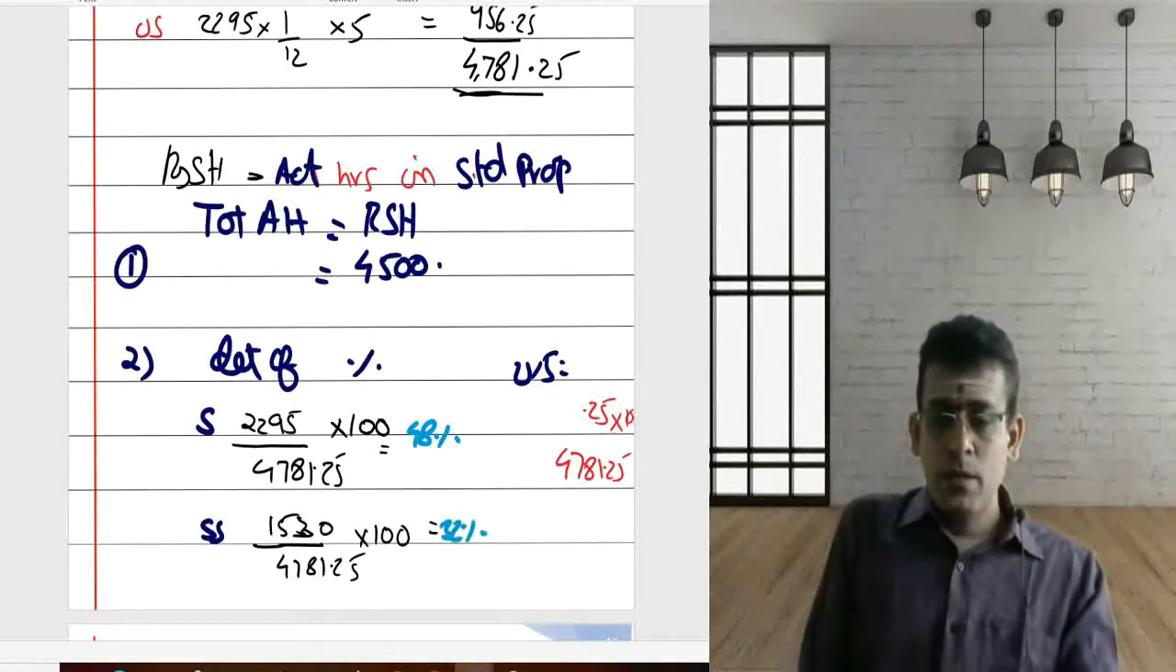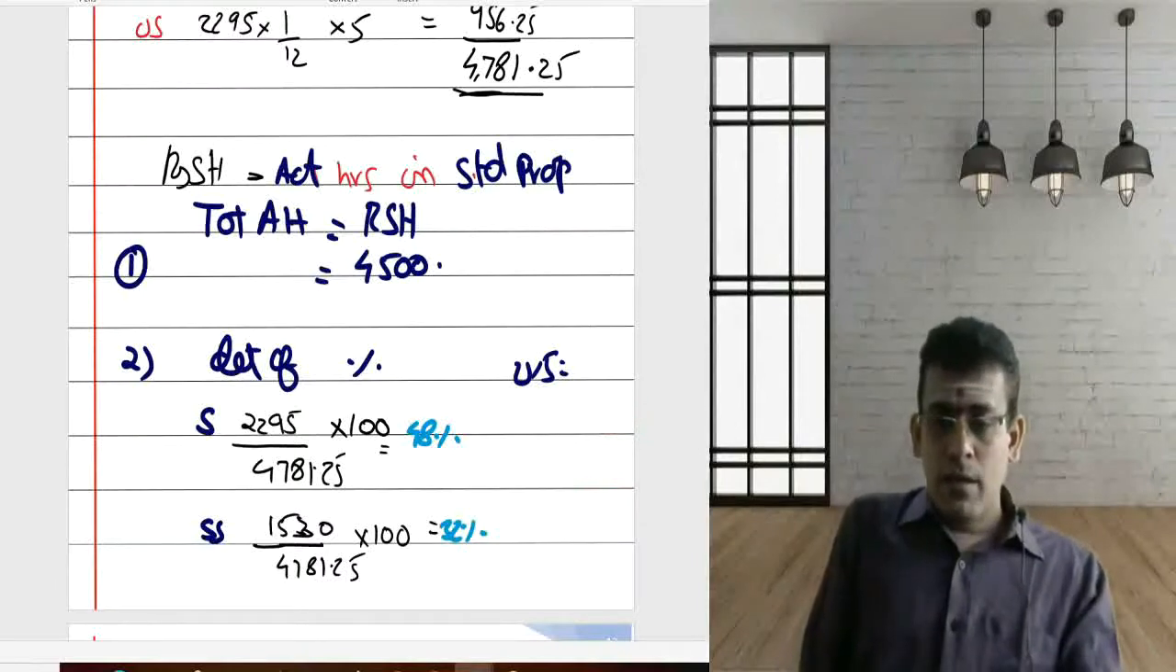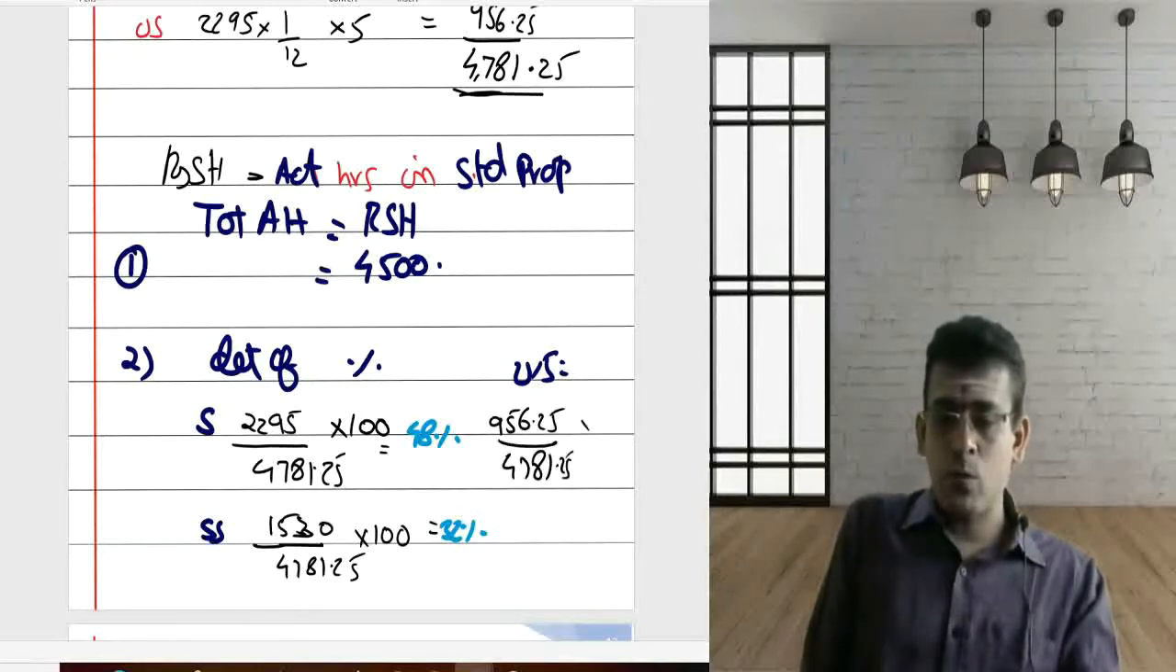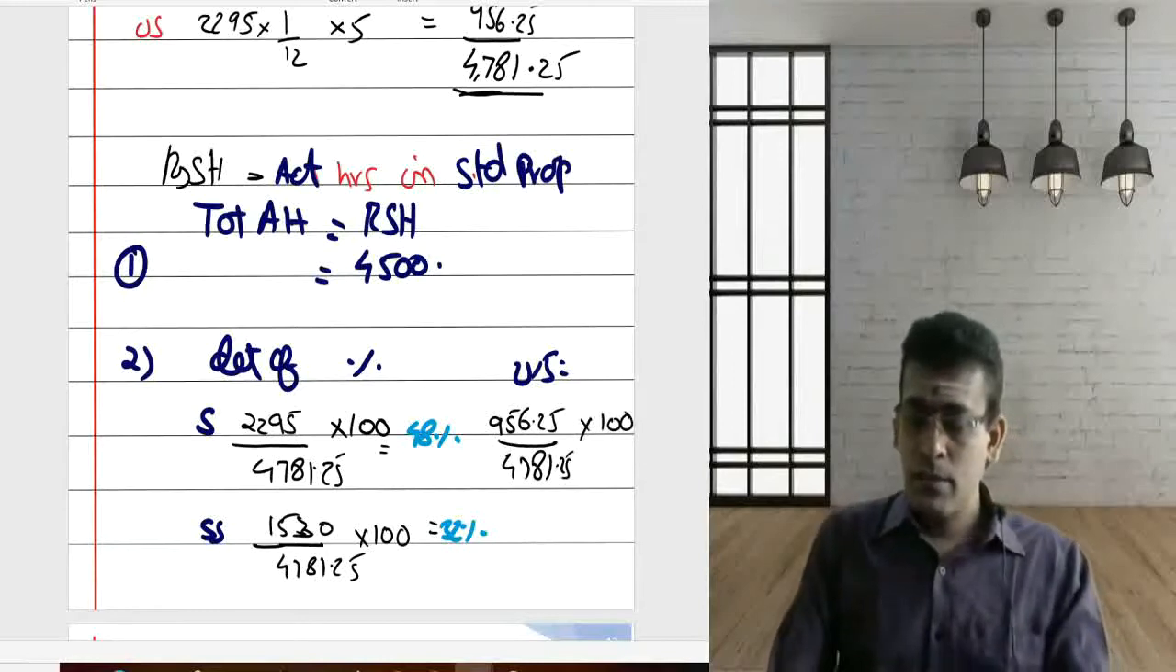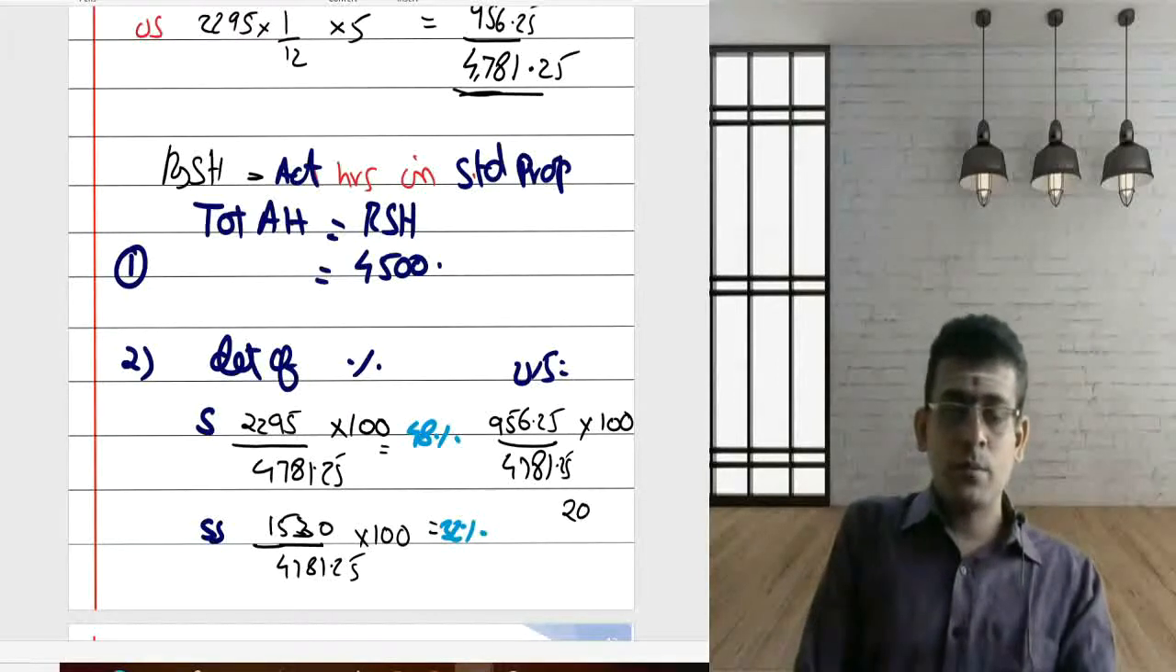Now, okay. So let us also try to calculate for your unskilled. So how do I calculate for your unskilled? 956.25 divided by the total 4781.25 into 100, if we do. So let us say 956.25 divided by 4781.25 into 100, that is going to give you 20%. You are getting this which is equal to 20%.